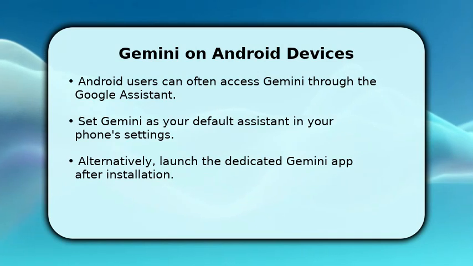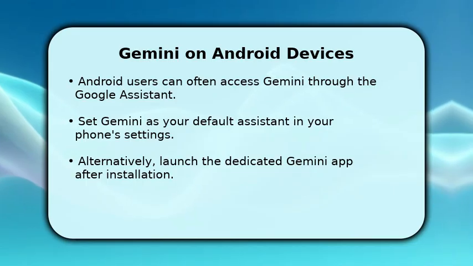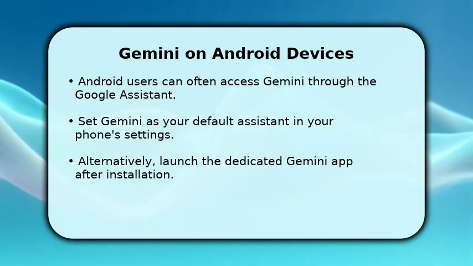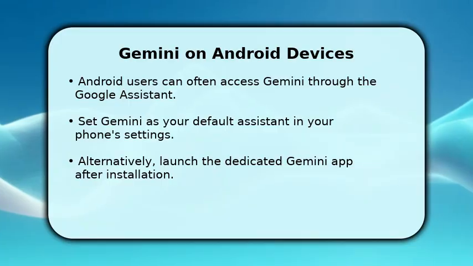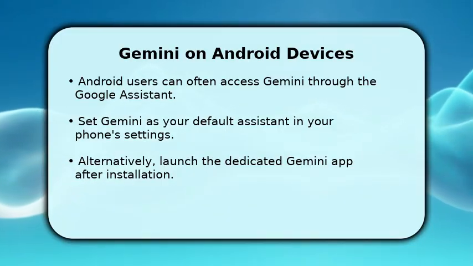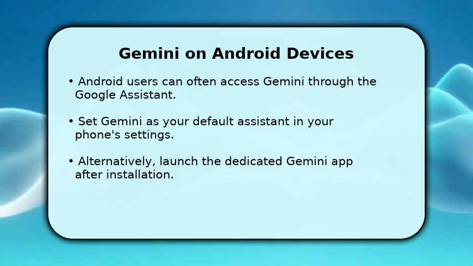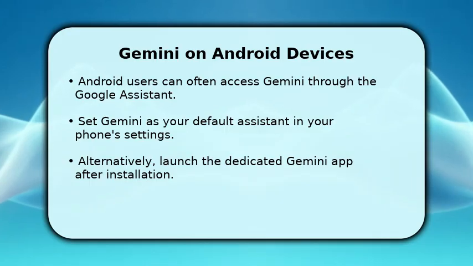For Android users, accessing Gemini is straightforward. After installation, you might find Gemini integrated with your Google Assistant. You can set Gemini as your default assistant within your phone's settings, typically under Digital Assistant app. Alternatively, simply tap the dedicated Gemini app icon on your home screen or in your app drawer to launch it directly. This gives you immediate access to its powerful features.